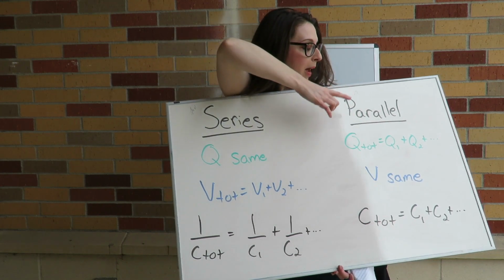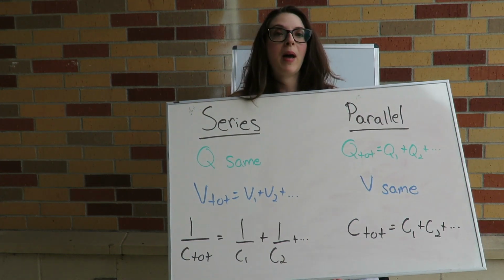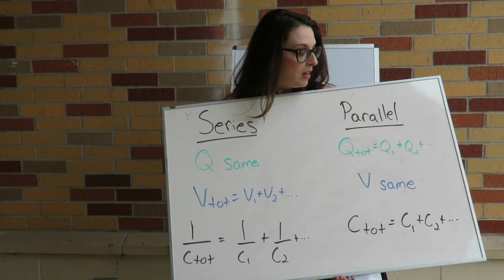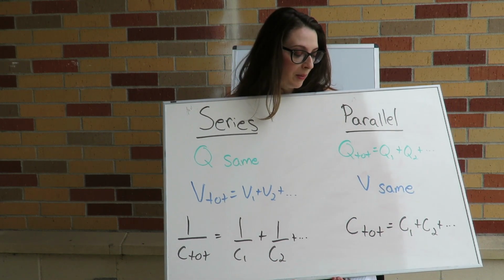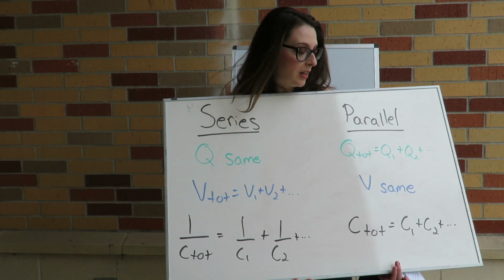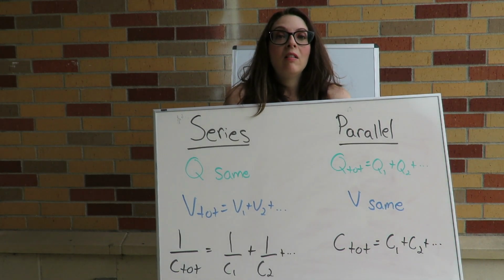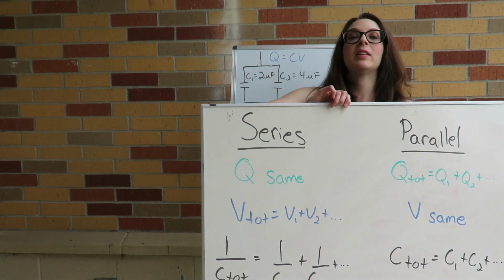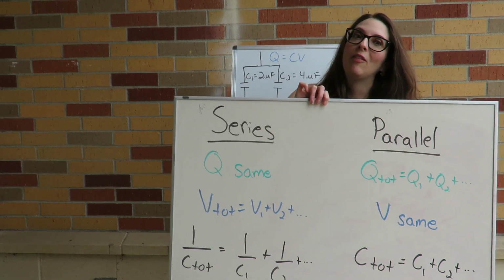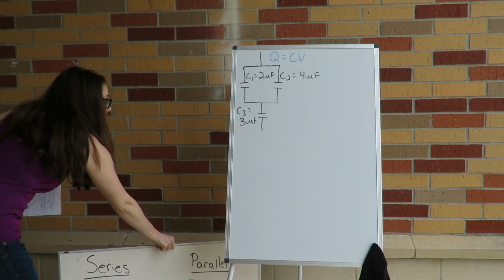And for capacitors in parallel, we have that the charge on the capacitors in parallel sum up together. We have that the potential difference across these capacitors will be the same, and the total capacitance is the sum of the individuals. So maybe jot that down, keep those in mind as we go forward, because I will be referring to them, but I won't have them up here on the board behind me. Okay.